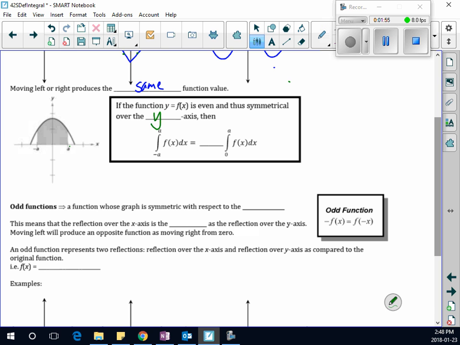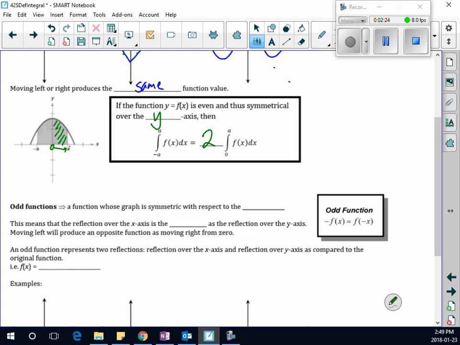then going from negative a to a of an even function would be the same thing as going from 0 to a, finding the area and doing what to it? Multiplying it by 2, yes. Doubling it. I'll repeat. Sorry, so here's my 0. Do you see going from 0 to a and finding that area right here? That would be the same thing as doubling this and getting that side. You see it's symmetrical, so it would work.